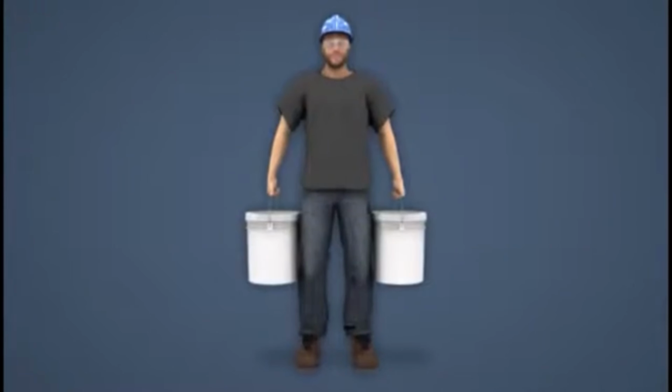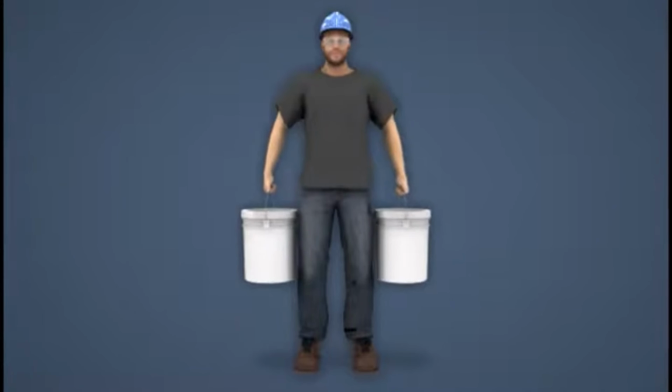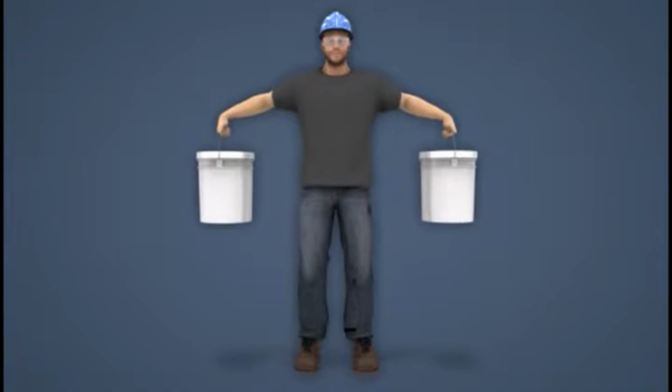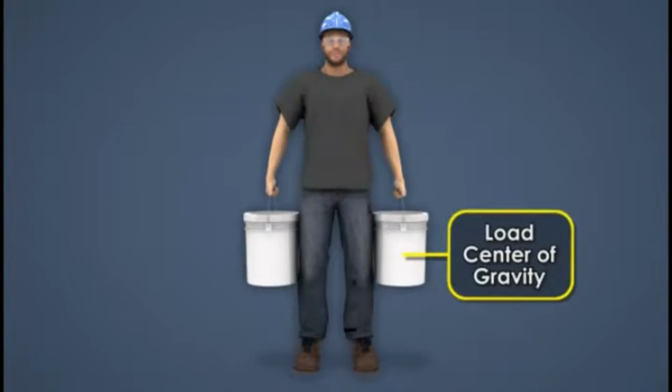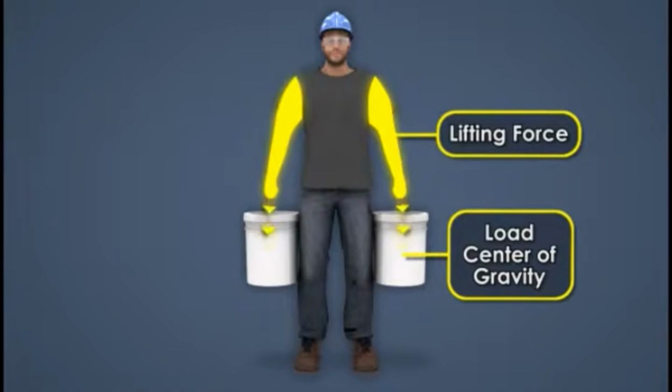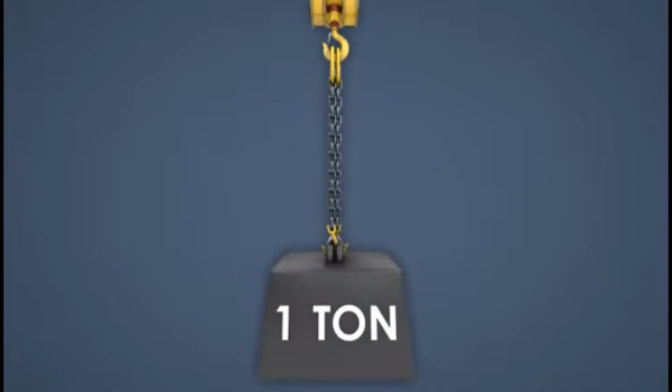This is easy to see with a real-world example. Which of the following two tasks would be easier? Holding two buckets with your arms down at your side, or holding the buckets with your arms straight out? It's easier when your arms are straight down because your arms have a greater lifting capacity when the load's center of gravity is beneath the lifting force. It is the same with the sling.